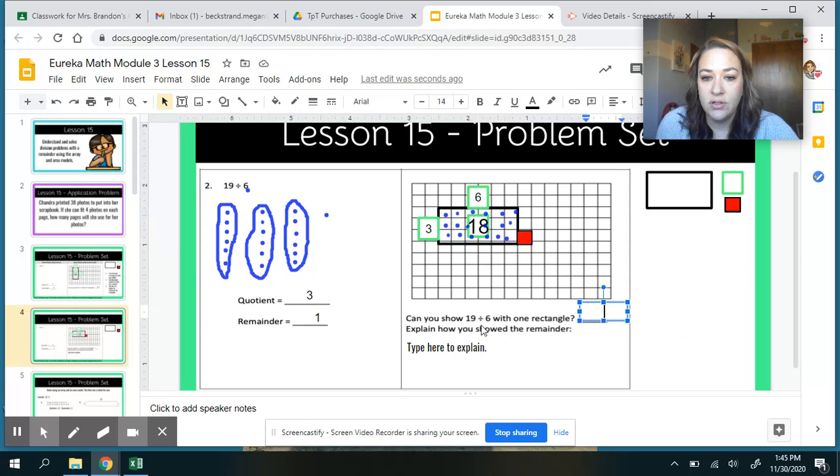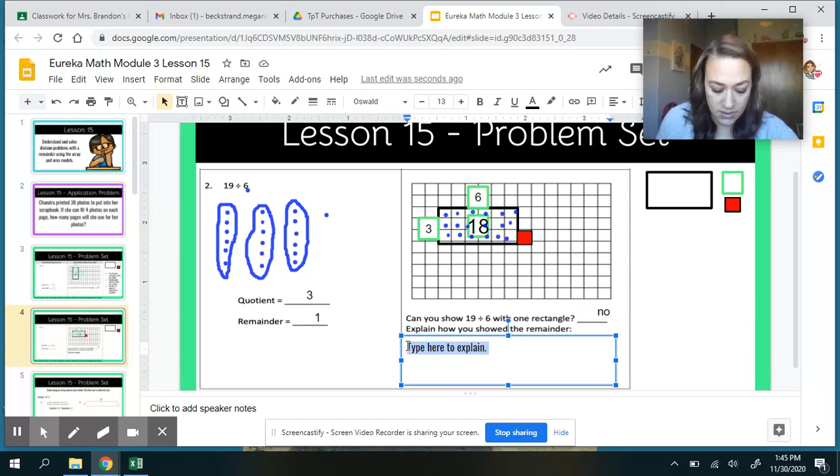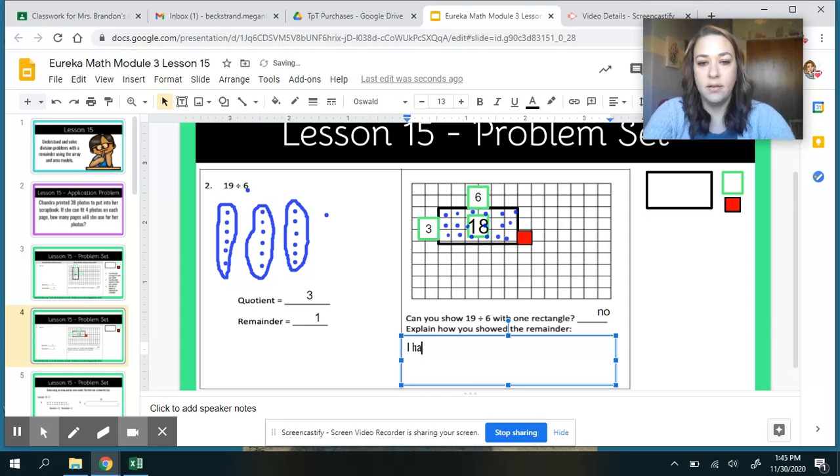Okay. Can you show 19 divided by 6 with 1 rectangle? No. We had to outline our remainder. So when it says type here to explain, we can say I had 1 remainder. So I added to my rectangle to show the remainder.